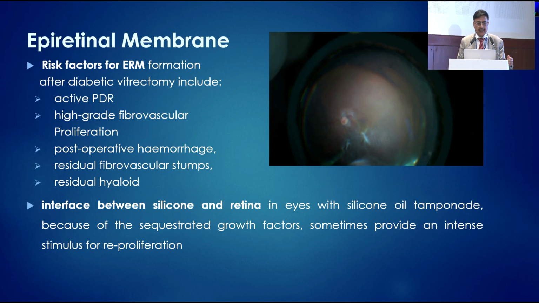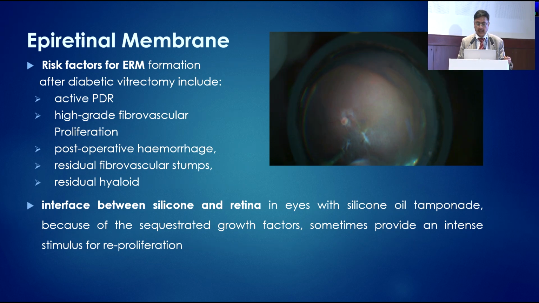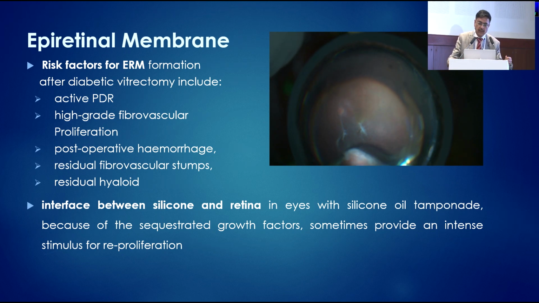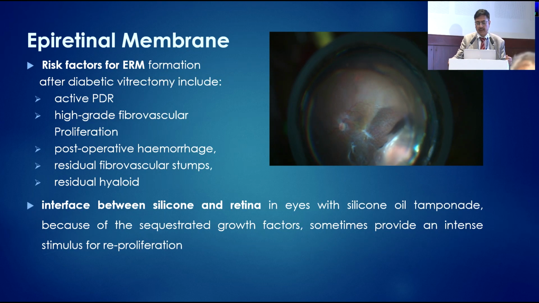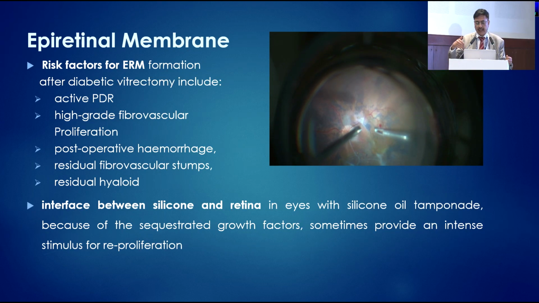Now, the risk factor for ERM is active PDR. I won't go into theory much. The interface between silicone and retina is a very important factor because of the accumulation of growth factors. Now, this is a case of post-silicone removal recurrent ERMs. You can see the extent of the ERMs from the posterior pole to the periphery, which I just showed.